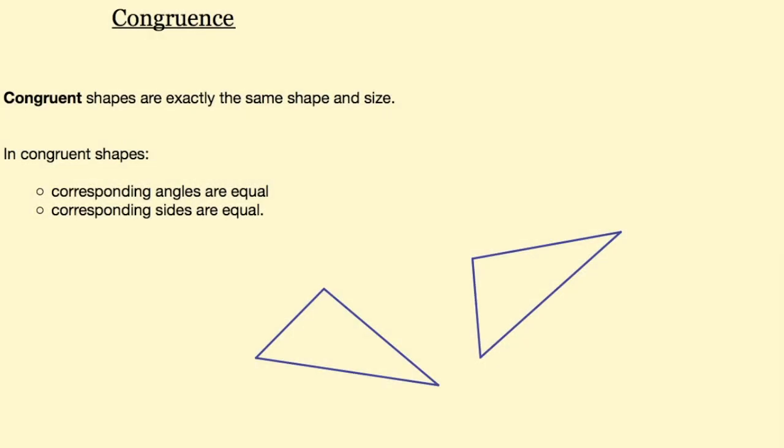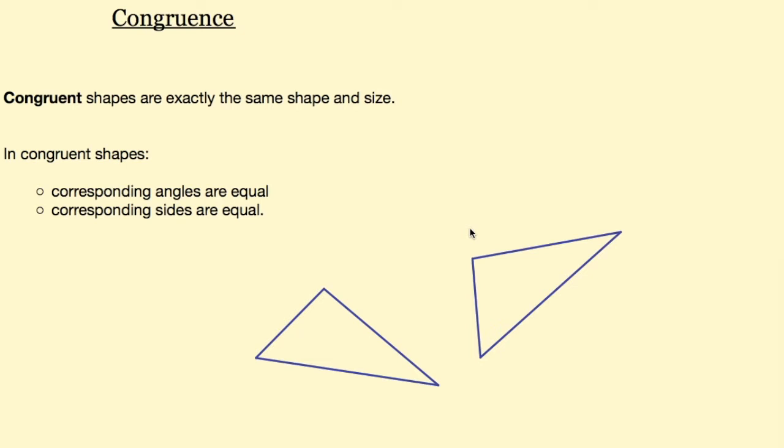Hey guys, in this video I'll be talking about congruence, what it means and how to find if two triangles are congruent. Firstly, two shapes are congruent if they are exactly the same shape and size. In congruent shapes, corresponding angles are equal and corresponding sides are equal. One way to think about this is if you were to take two shapes and place them on top of each other, they will perfectly match up.